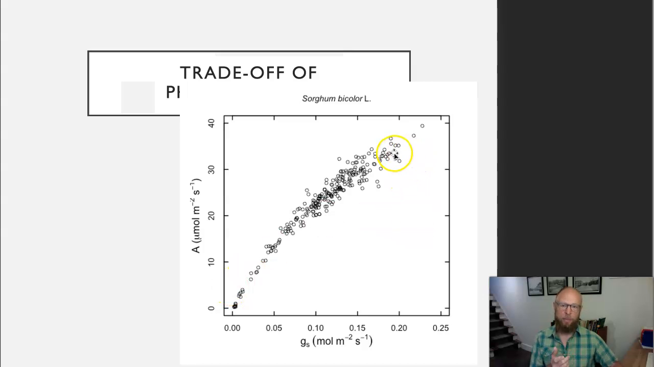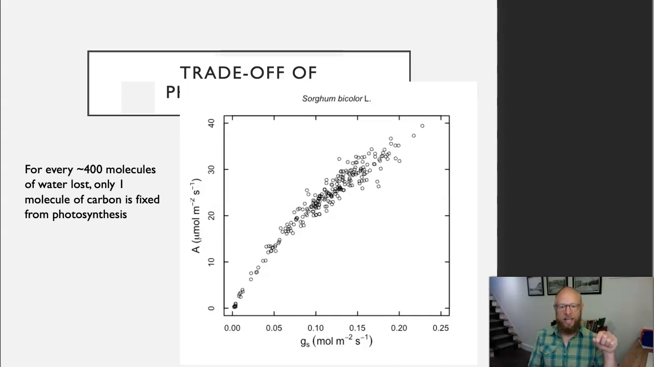And so what's happening is, as the plants are getting drought stressed, they're reducing how much water they're using, but that's coming at a cost of doing photosynthesis. And although this is for a single species, if we were plotting different species along here, it would look much the same.